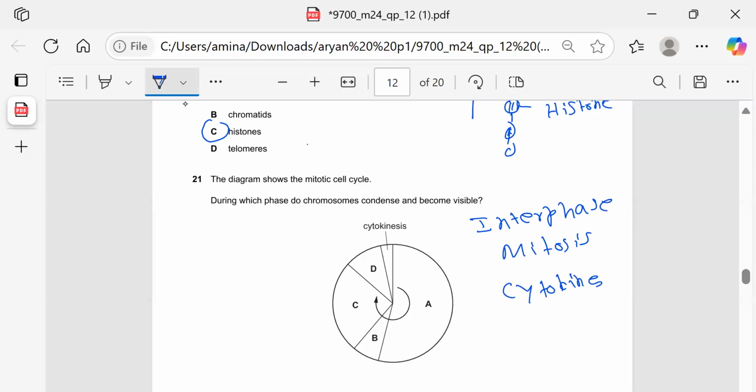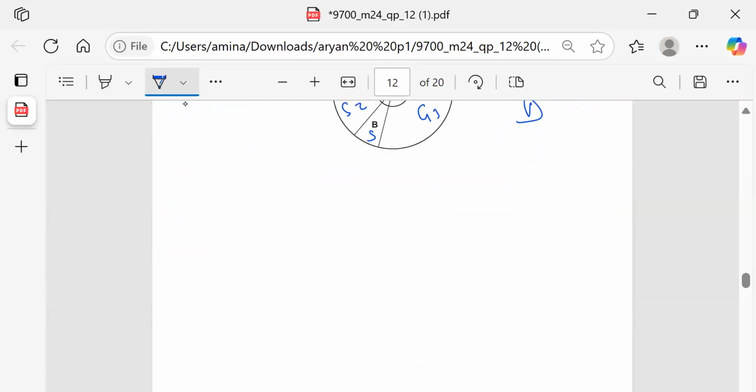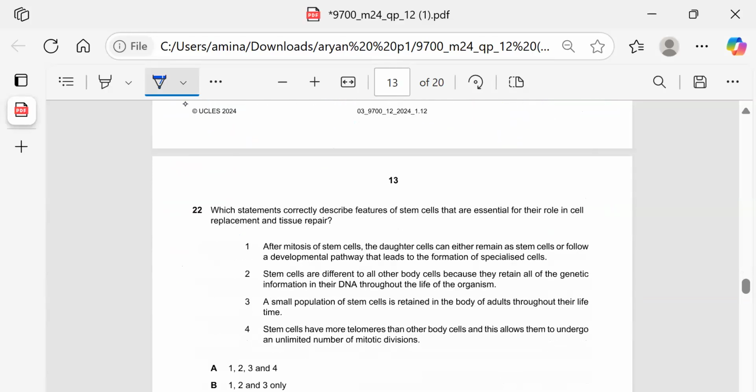So if I look over here, I can see that these three phases, which are G1, S, and G2, come under interphase, and D is mitosis. So when I look for mitosis, in the first phase, prophase, the condensation process takes place. So my answer is going to be D. Okay. I'm going to the next question now, which is question number 22.